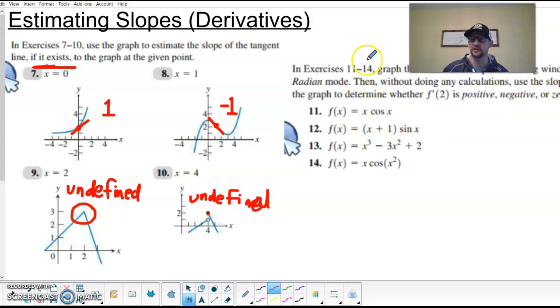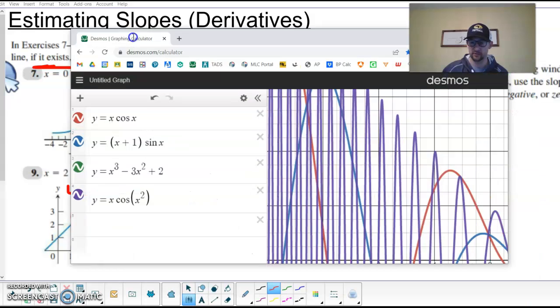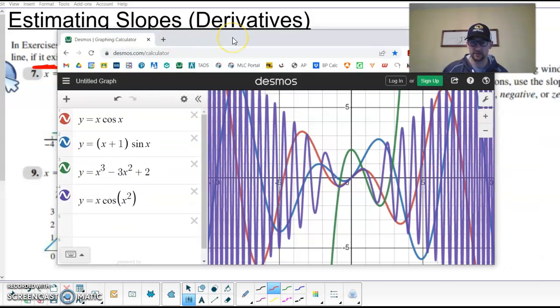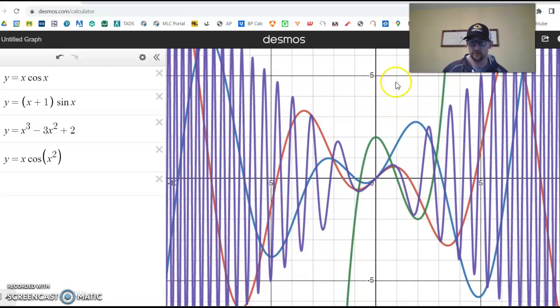Now, for exercises 11 to 14, it says graph the function in a square viewing window using radian mode, and then use the slope of the graph to determine whether f prime of 2 is positive, negative, or 0. Okay, so positive, negative, 0. So what I'm going to do is I have these all graphed in Desmos. I'm going to drag Desmos into the screen so we can all see it. Okay, hopefully you got that all right. So let me make this bigger. Can I do that?